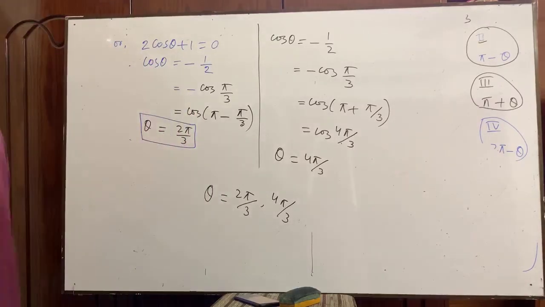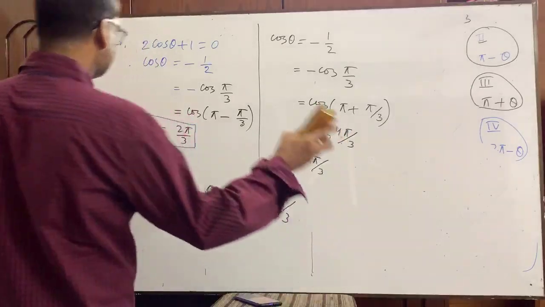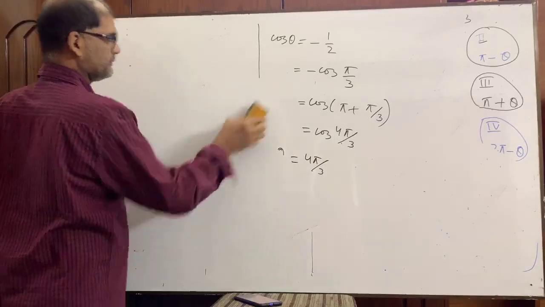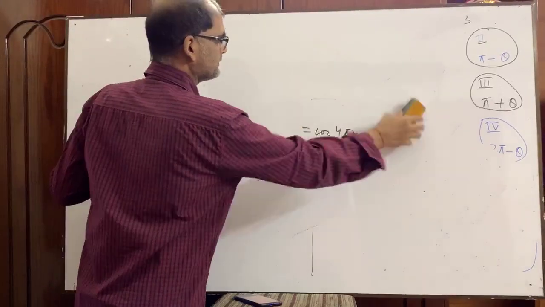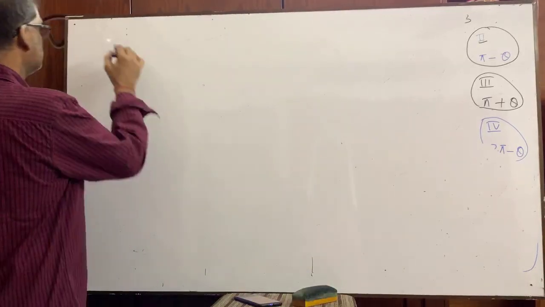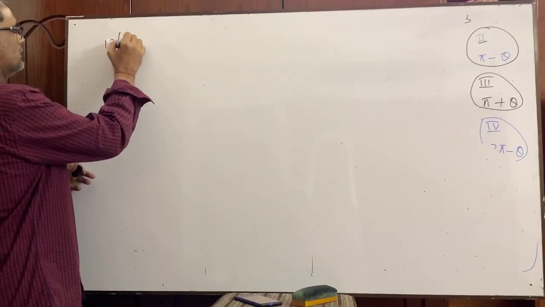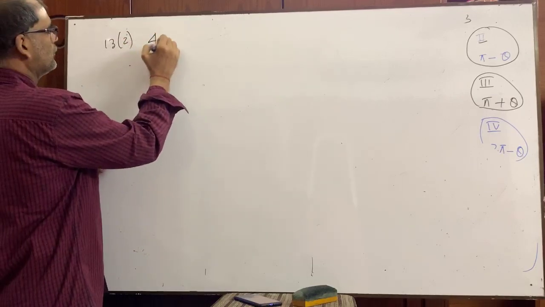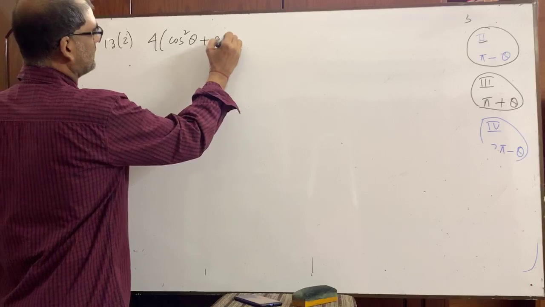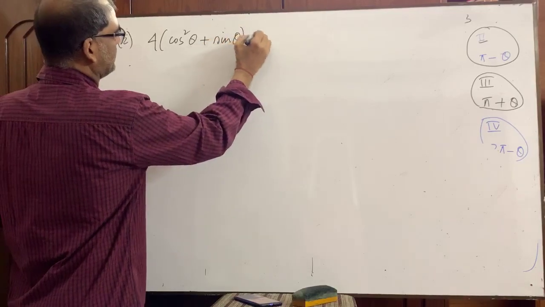Now we are going to question number 13.2. Okay, 13.2. 4 cos square theta plus sin theta equals to 5.